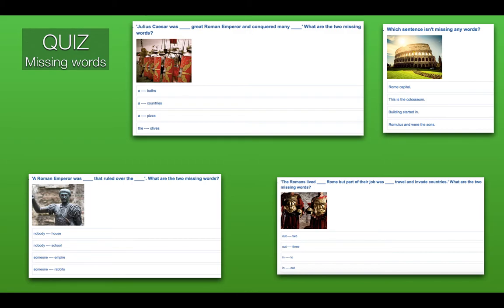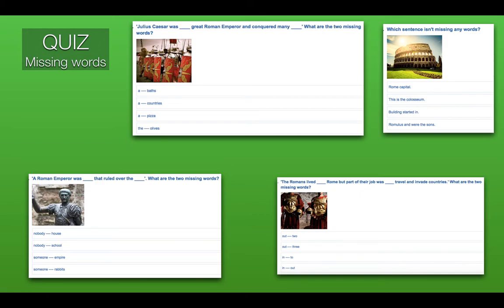Right, let's mark. This is the final one. Julius Caesar was, it's got to be a great Roman emperor and conquered many. What did he conquer many of? He conquered many countries. So it's number 2, a and countries. Number 2, a Roman emperor was someone that ruled over the empire. So it's number 3, someone, an empire.